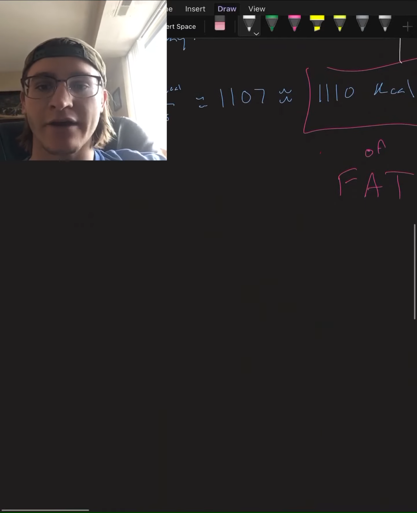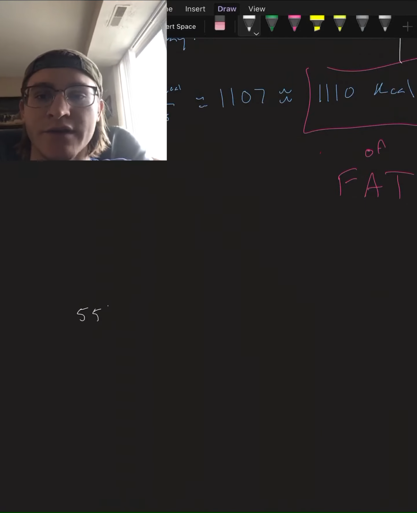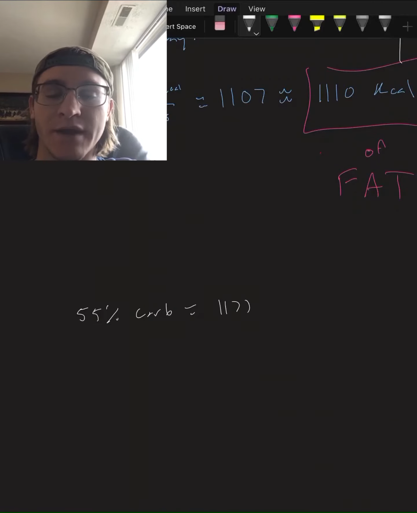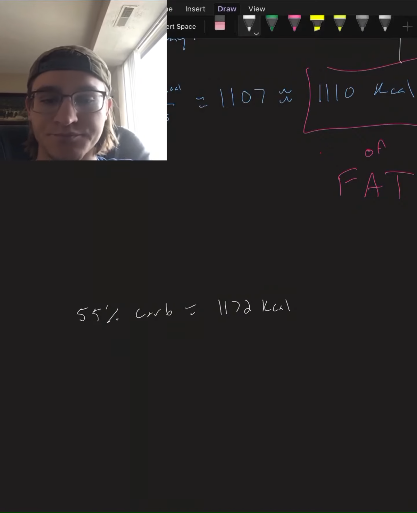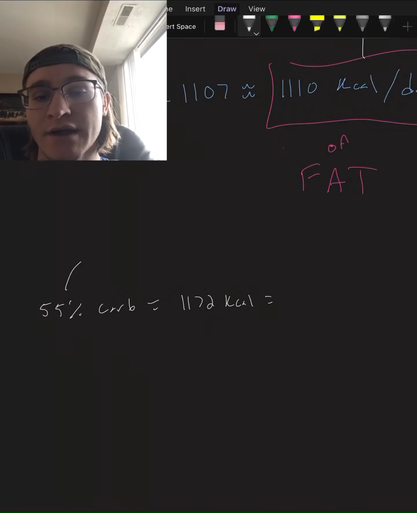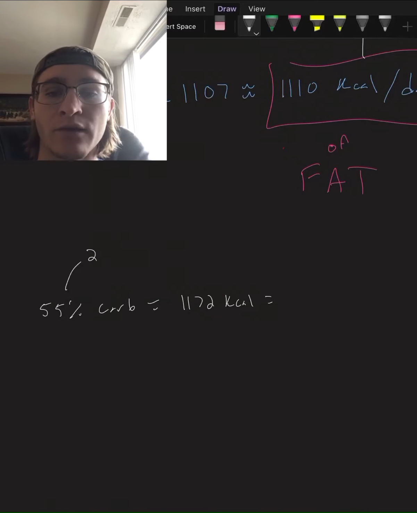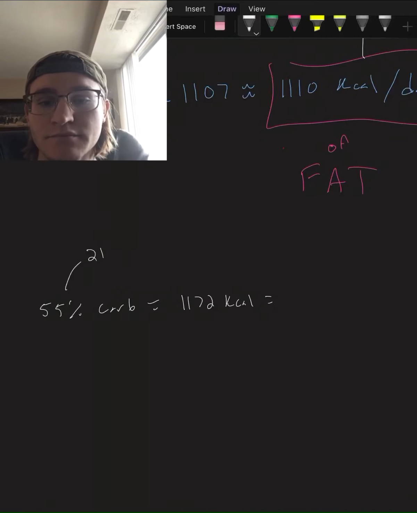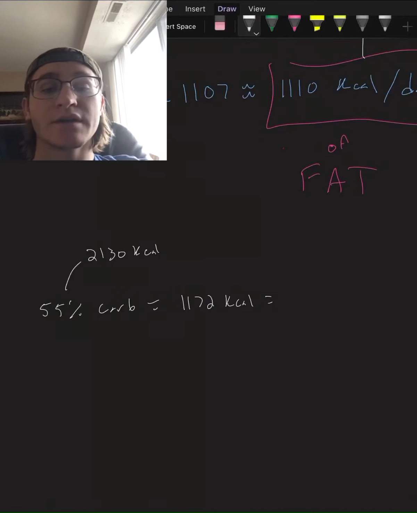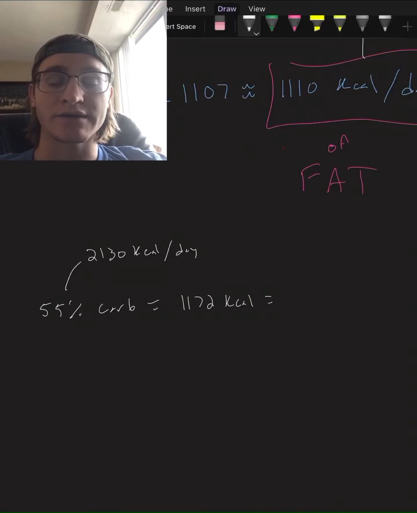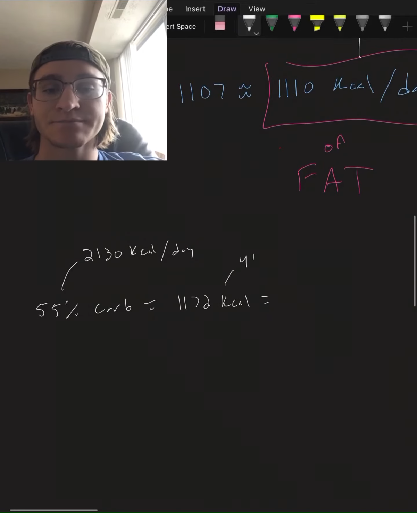So we're going to take these RDA values, our recommended daily allowance values, and we're going to calculate what we need to eat in terms of grams of protein, fat, and carbohydrates to be healthy. So what I did here is I took 55% of carbs, which is our daily amount of carbs that we need, and it's 55% of our new amount, which was the 2,130 kilocalories a day. So 55% of 2,130 kilocalories a day, which is us in caloric deficit, is going to be 1,172 kilocalories per day in carbohydrates. And how many grams is that?